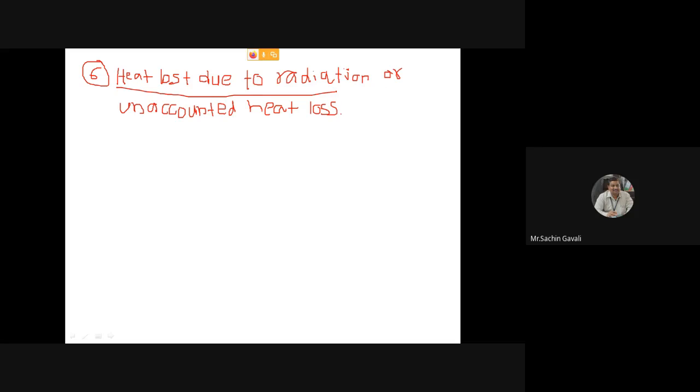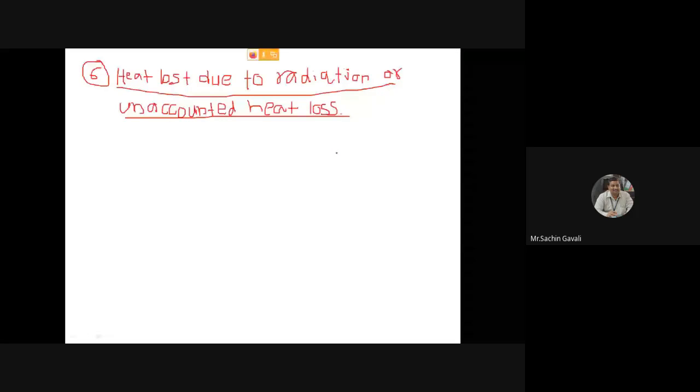Okay. Heat loss due to radiation or unaccounted heat loss. Now what happens? First of all, understand. A boiler is a huge assembly. The place where we generate steam and the place where we use the steam for a particular application are some distance apart.